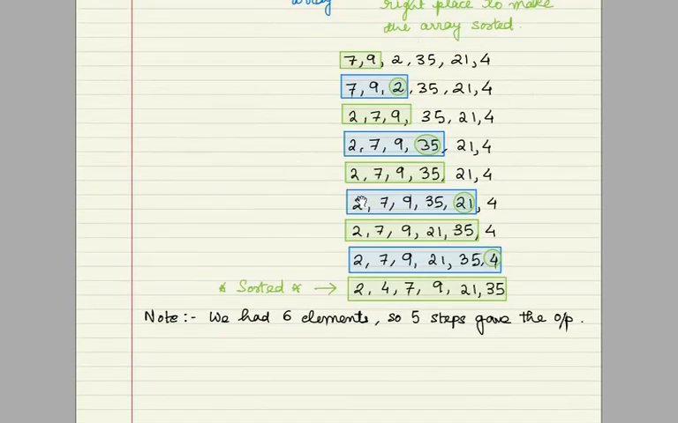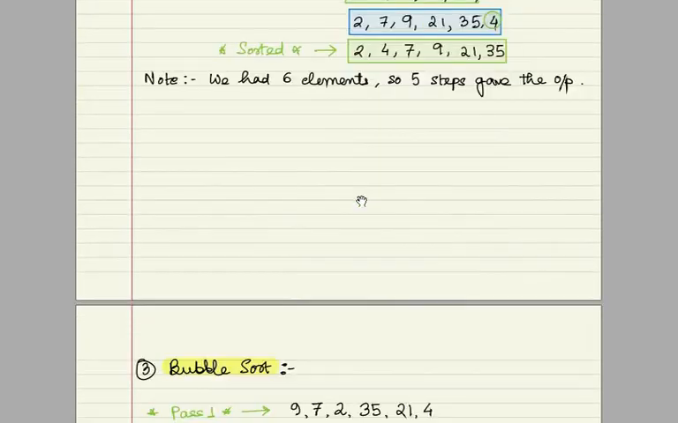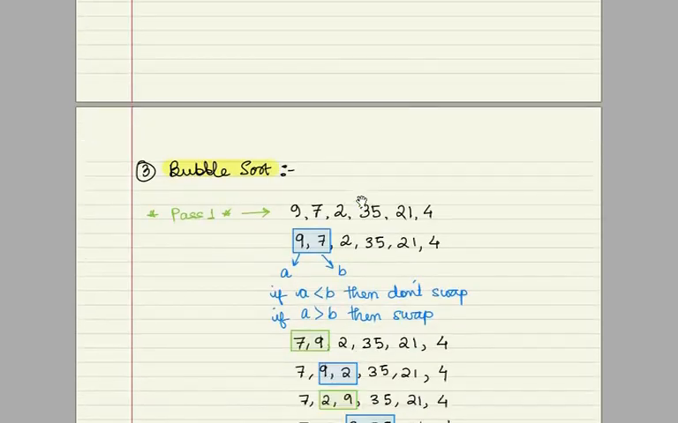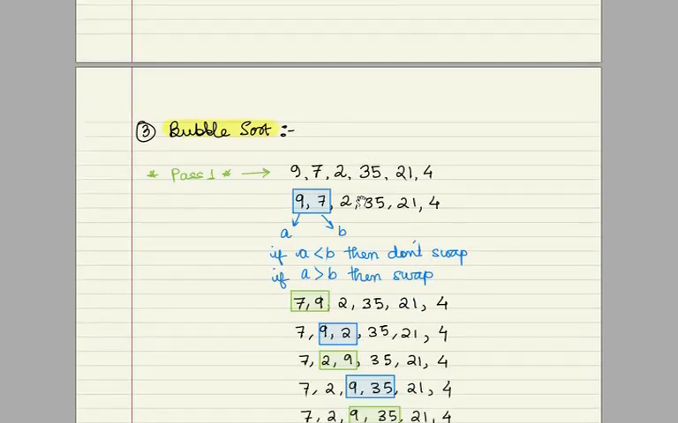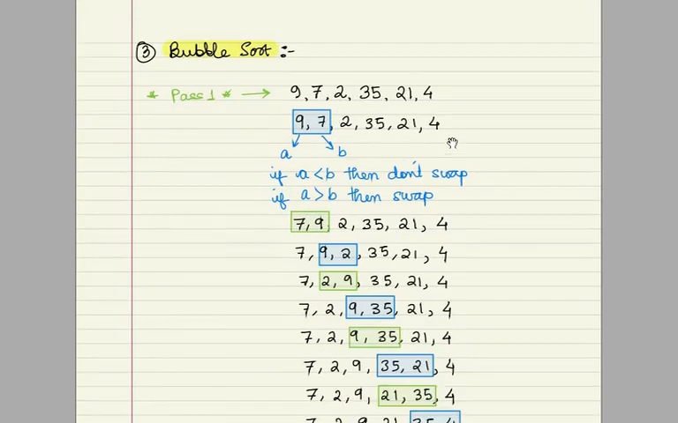Fine. So after these 2 very important sorting techniques, we come to the third one, which is bubble sort. In bubble sort, it takes a very different approach compared to the earlier 2. Here we again take the same collection of elements. We have 9, 7, 2, 35, 21 and 4.